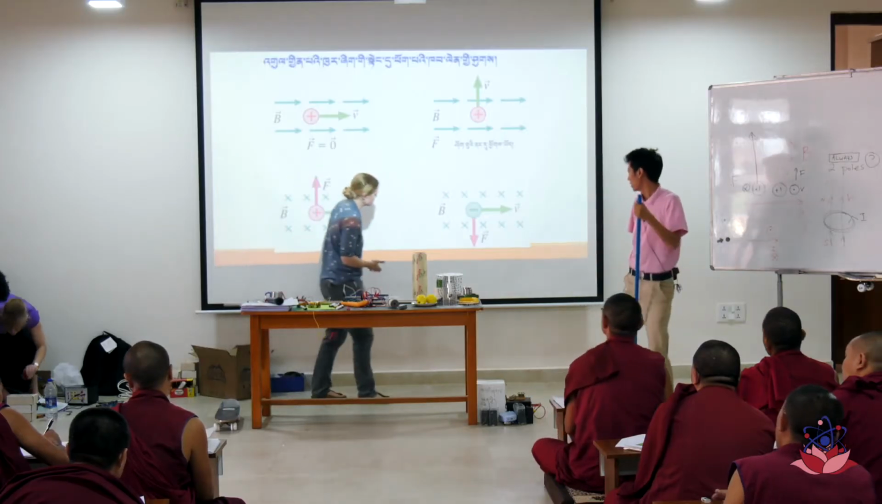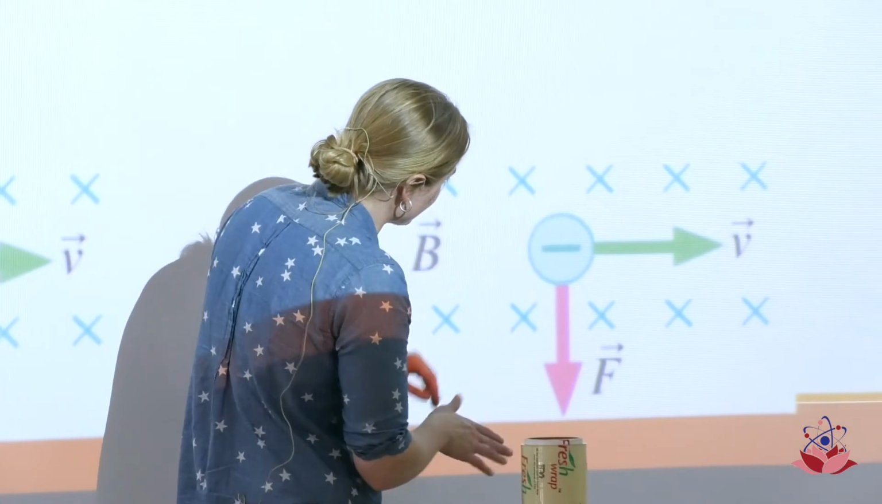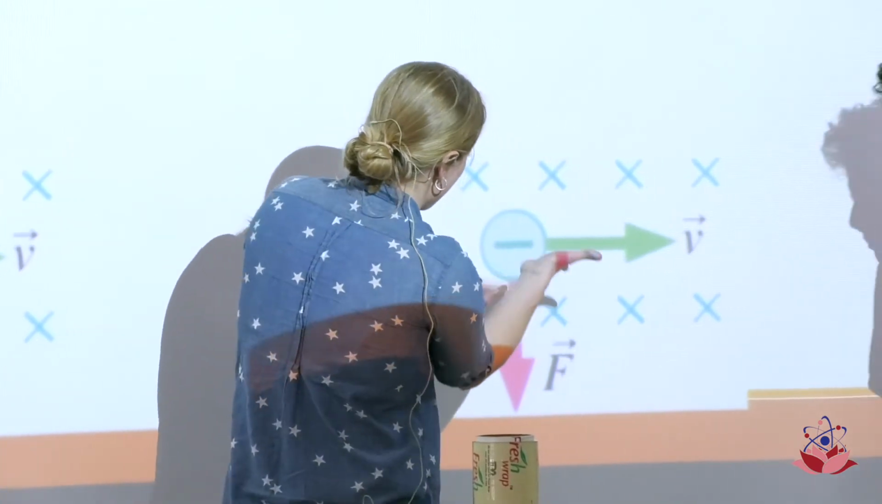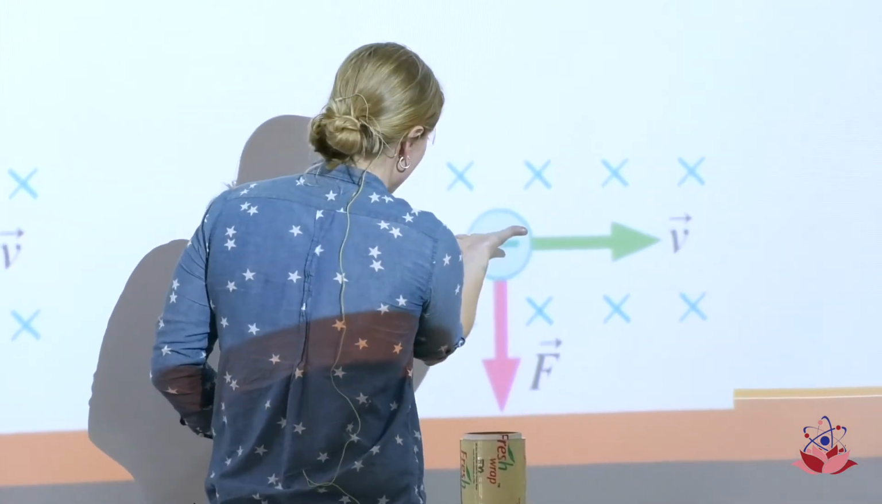Okay. So for this one, what can we do here? So we have B pointing this way and B goes here into the page.